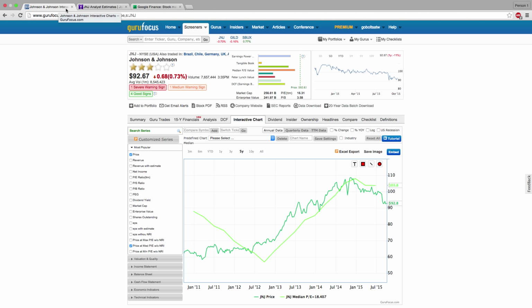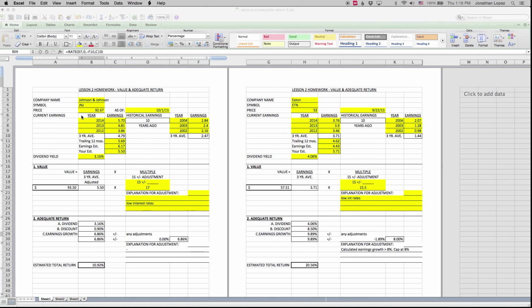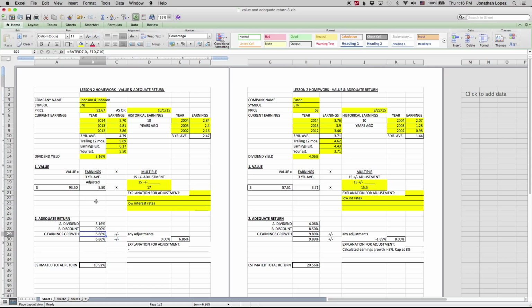Okay, so we did Johnson & Johnson, which I'd say would be a pretty good buy. Estimated return 10.92. Let's do the same thing, but now let's do it just using Yahoo and Google.